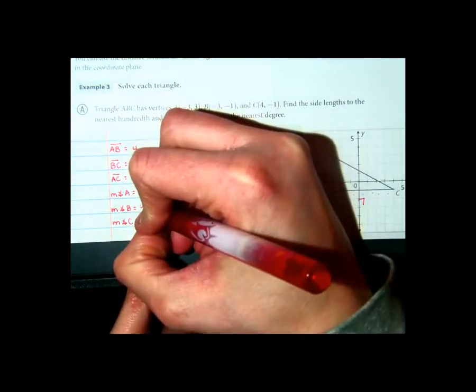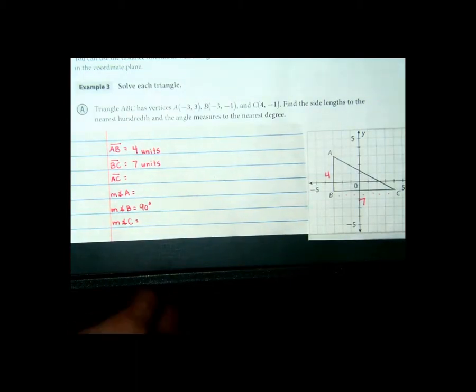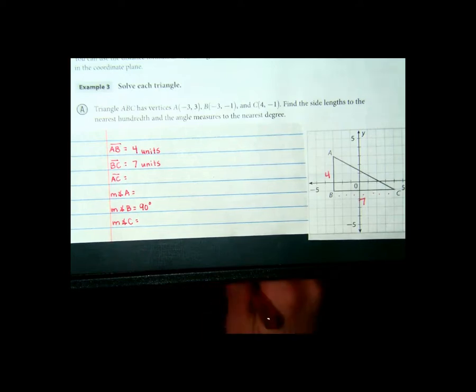Angle B is 90 degrees. Do you know why? We could prove that they're perpendicular, but it meets right on what's called a lattice point. They meet on the same point there. I mean, they could. The coordinate plane is made to be a square grid like that. Alright, the rest of these we have to find.